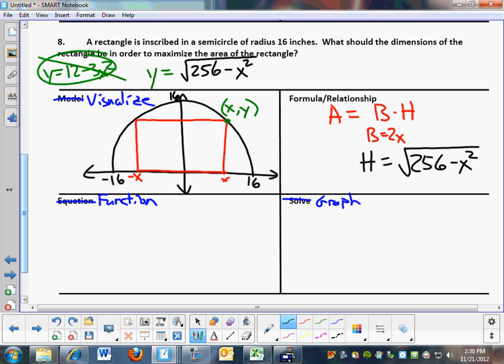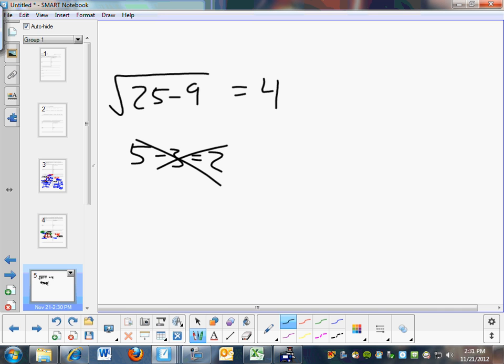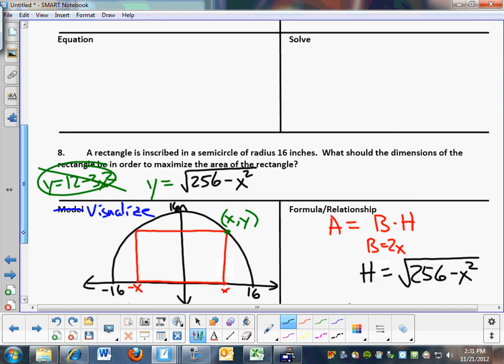Is anybody tempted to try to take the square root of 256 and x squared? You can't do that. Watch. Square root of 25 minus 9: you do 25 minus 9, which is 16, and the square root of 16 is 4. What you don't want to do is take the square root of 25, which is 5, minus the square root of 9, which is 3, and get 2. That's entirely incorrect. You can square root stuff if it's multiplication in the middle, but not if there's addition and subtraction. You can't distribute powers over addition and subtraction.